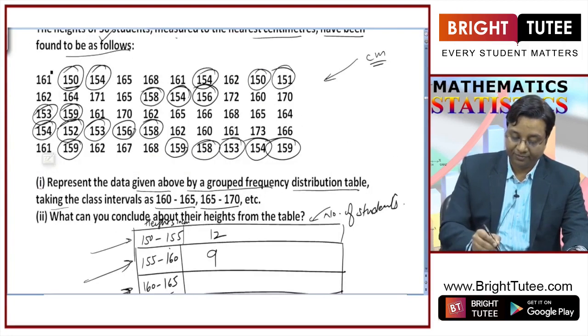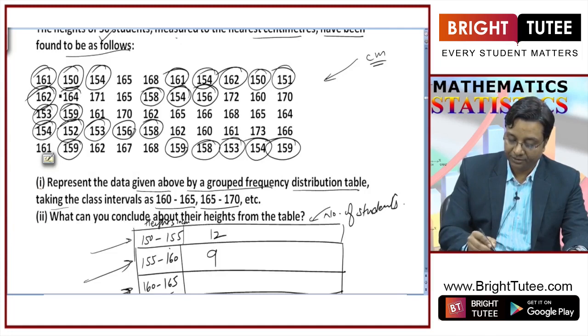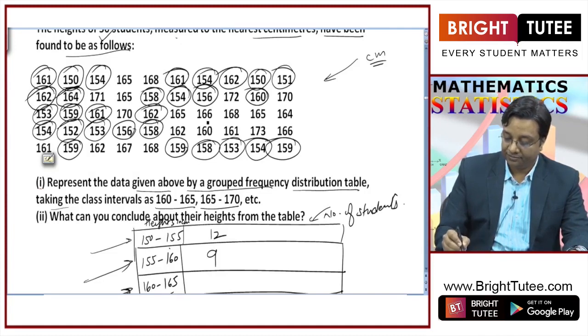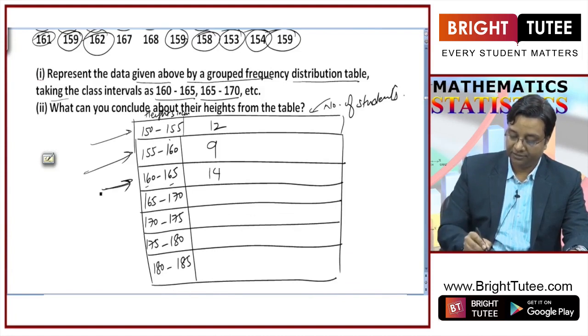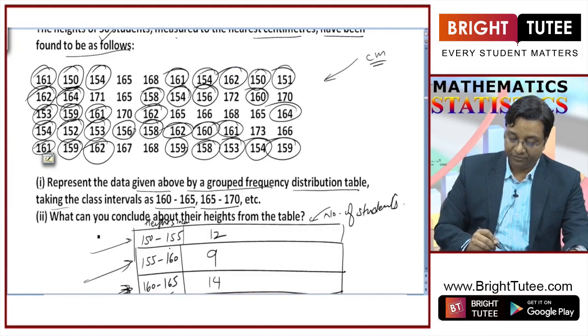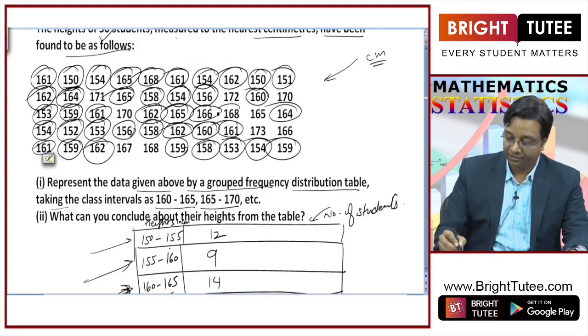160 to 165. 1, 2, 3, 4, 5, 6, 7, 8, 9, 10, 11, 12, 13, 14. 14 students are there in this class. 165 to 170. 1, 2, 3, 4, 5, 6, 7, 8, 9 and then 10.